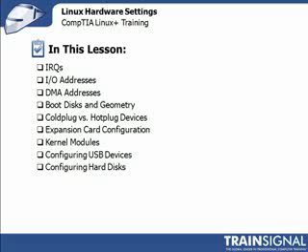In this lesson, we'll cover IRQs and how they relate to specific hardware, I/O and DMA addresses and how they facilitate communications between hardware and the Linux operating system. We'll review boot disks and the associated geometry, then examine the differences between cold plug and hot plug devices. Next, we'll take a look at expansion cards and how to configure them, Linux drivers, and kernel modules. And this lesson wraps up with USB and hard disk device configuration. Up first, IRQs.